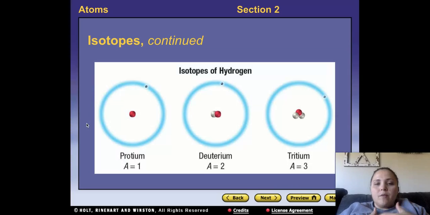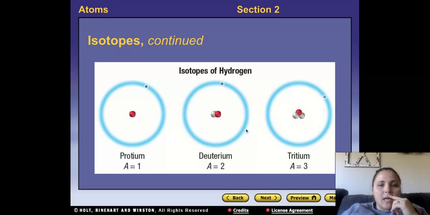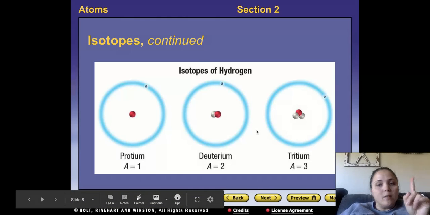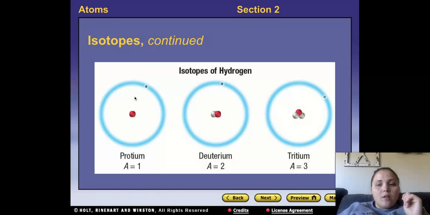And so these are 3 isotopes of hydrogen. Notice what's the same between all these. First off, there's only 1 red dot in each of these. And so that means there's only 1 proton in each of these. Hydrogen has 1 proton. Every type of hydrogen has 1 proton. The other thing to see is that they all have 1 electron. And so they're similar in that way.